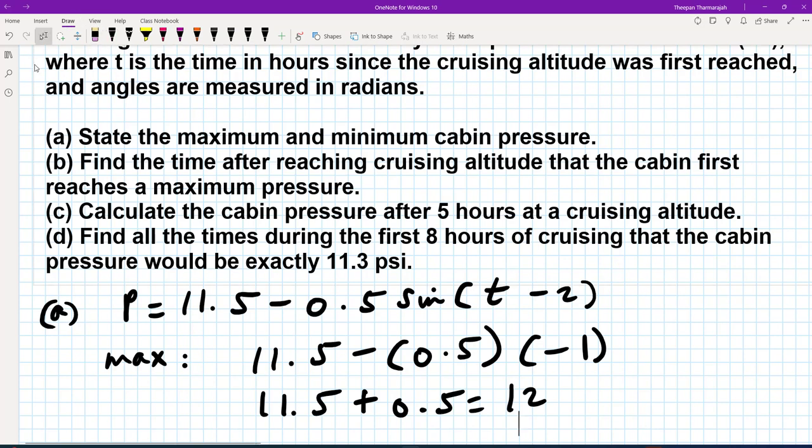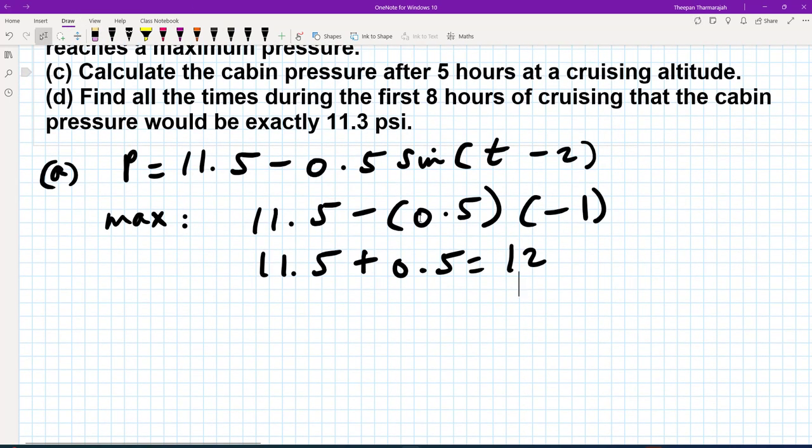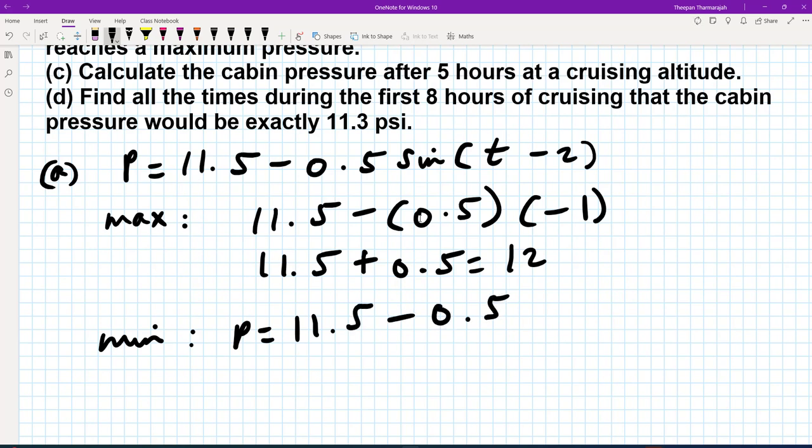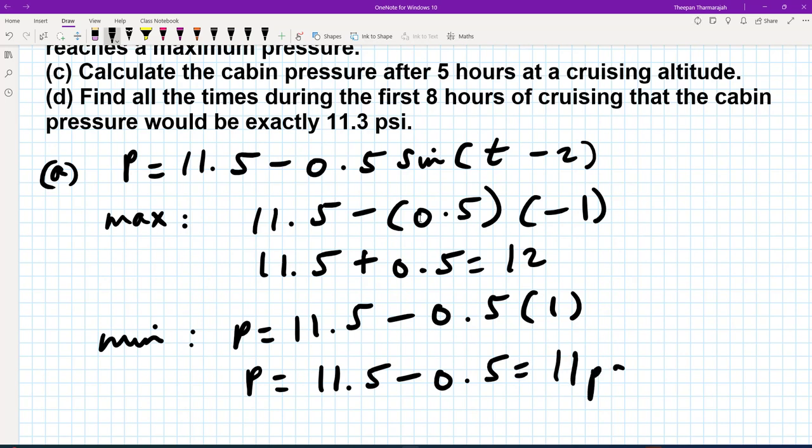Now in the same light, to find the minimum pressure, we need this to remain as a minus, so P equals 11.5 minus 0.5. Now if sine is 1, we're going to get P is 11.5 minus 0.5, which is going to be 11, and the units are psi.